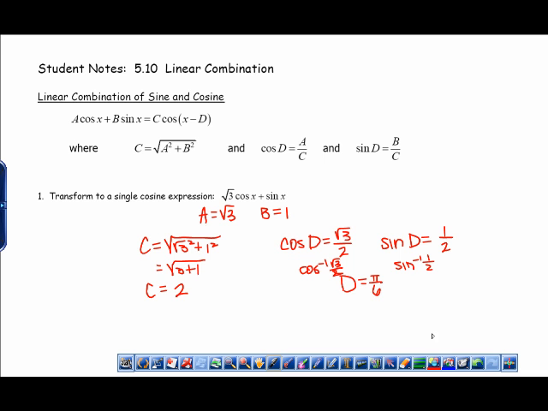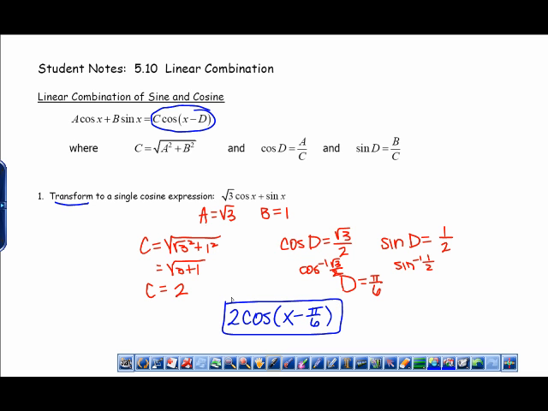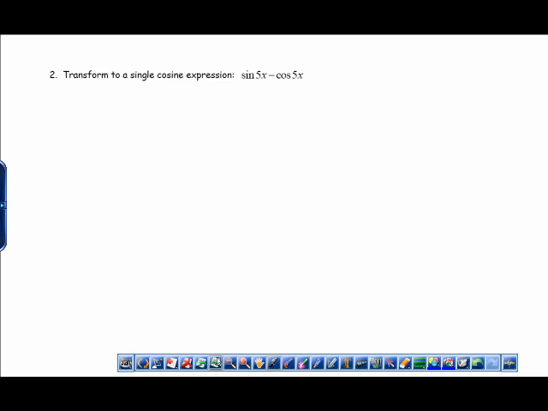Once you get to this step where you found c and d, you can actually do the transformation. You're using this side. So it's going to be c, which is 2, cosine, parenthesis, x minus d, and d is pi over 6. Graphically, you could graph these two, one in y1, one in y2, and it will give you the same graph. You can compare the tables or the actual graphs. Okay, let's look at the next one.